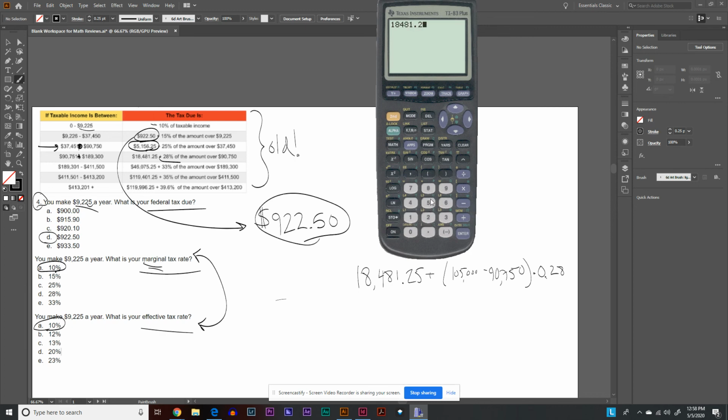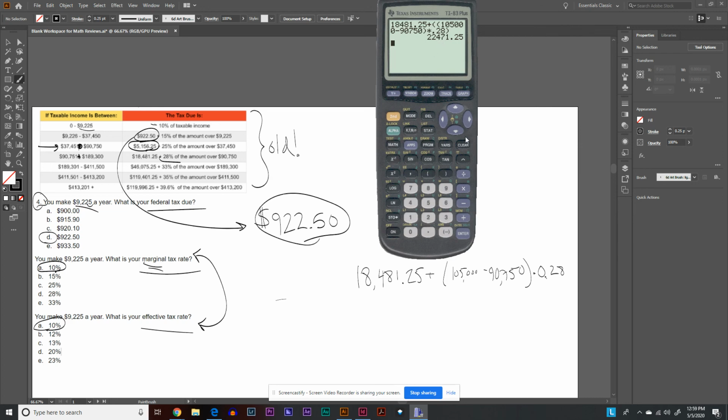$18,481.25. And I'm going to add that to, I'm going to use my parentheses again just to make sure that you can follow along and see what's going on here. I find that overuse of parentheses for me, I don't know, seems to be better than underuse of parentheses in terms of just being able to follow along. Okay, so I've done my $105,000 minus the top end of the next bracket. I just made a mistake though, didn't I? I got to do times 0.28 because we're in the 28% bracket now. That looks good.